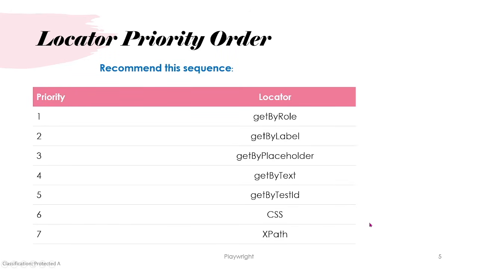Locator priority order. This is just the recommended sequence. This is the priority. Here is the locator. Number 1 is getByRole. Number 2, getByLabel. Number 3, getByPlaceholder. Number 4, getByText. Number 5, getByTestId. Number 6, CSS. Number 7, XPath.